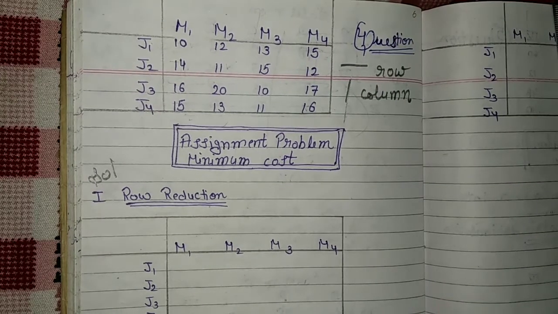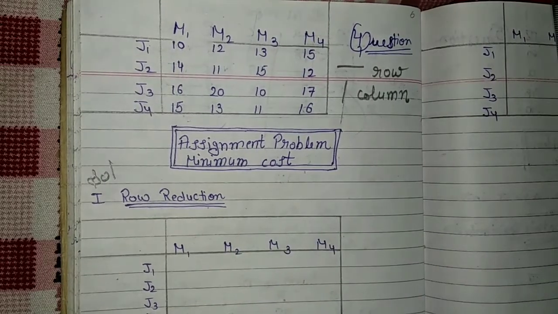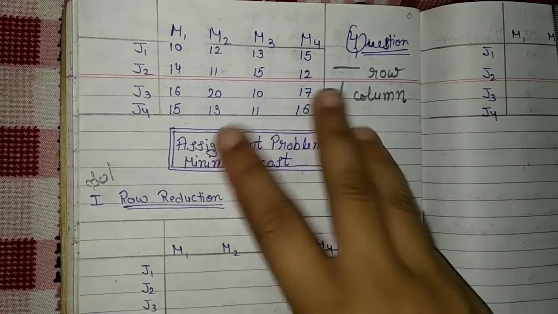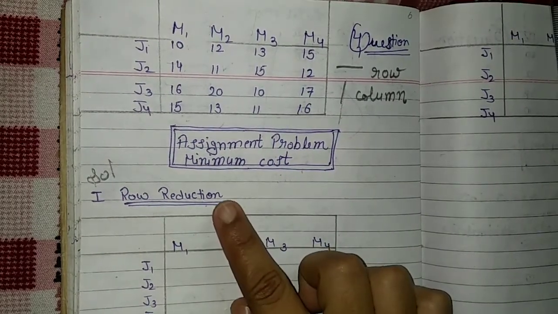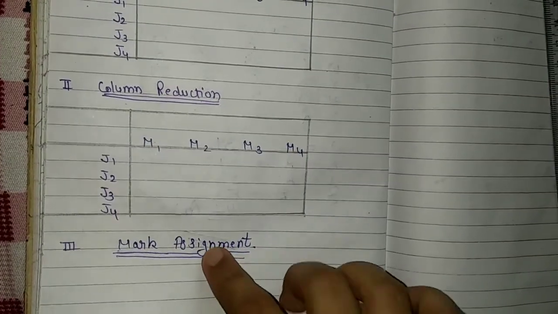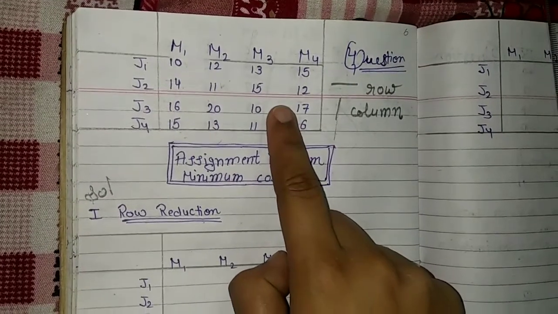Today we will do assignment problem in minimum cost. Assignment problem is solved in 3 steps. First, row reduction. Second, column reduction. Third, make assignment. Here you see a question.